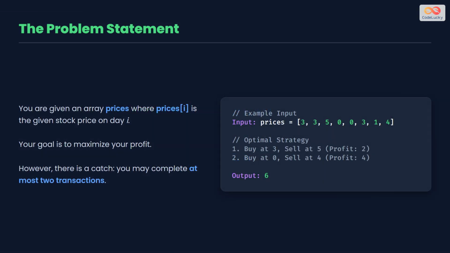Let's look at the requirements. We are given an array of prices where each element represents the stock price on a specific day. Our goal is to maximize profit, but here is the critical constraint. We are allowed to complete at most 2 transactions. A transaction consists of 1 buy and 1 sell.